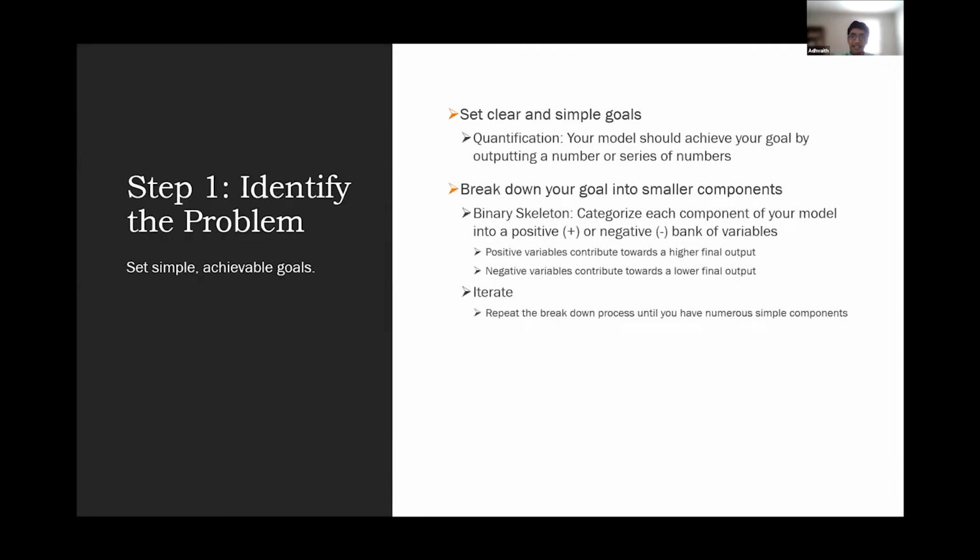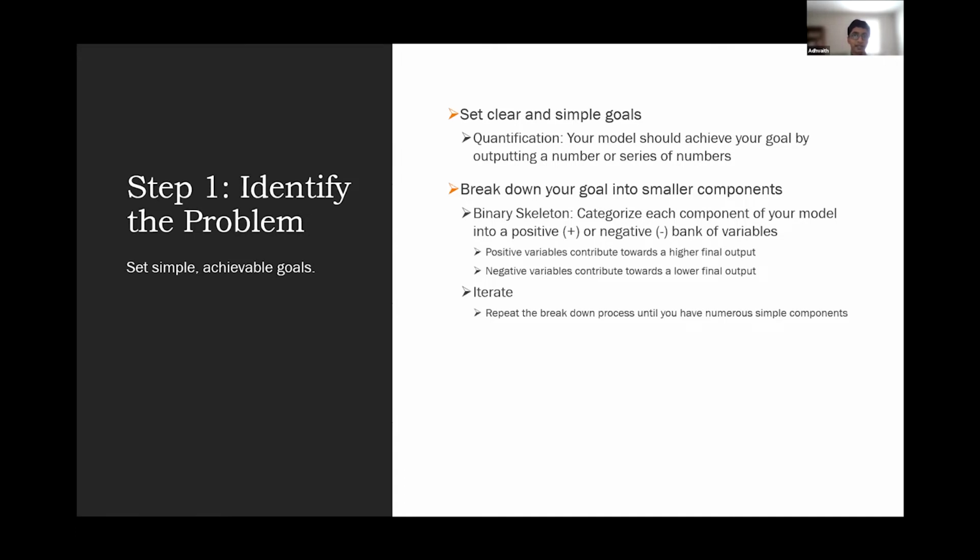The first step in any math model development is to identify the problem. So setting simple, achievable goals is one of the most important steps, because you have to break down this goal into smaller components that you can then model with simple math and add on more complex layers as you go. And so with any model, the first thing that Bhanu and I look for when developing is quantification. So we want our model to be easy to read. We want it to output a number or a small series of numbers, and we want to be able to compare this output with other potential outputs in order to tell the story of what the model is saying.